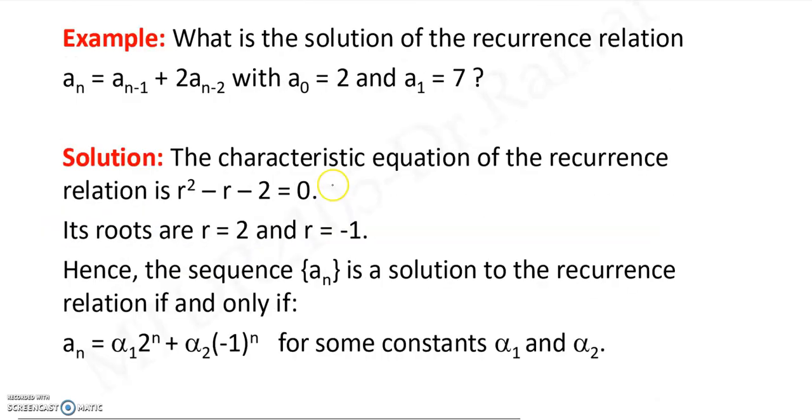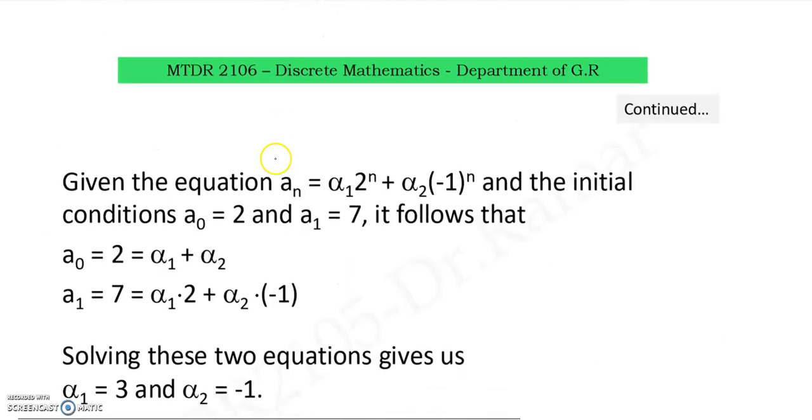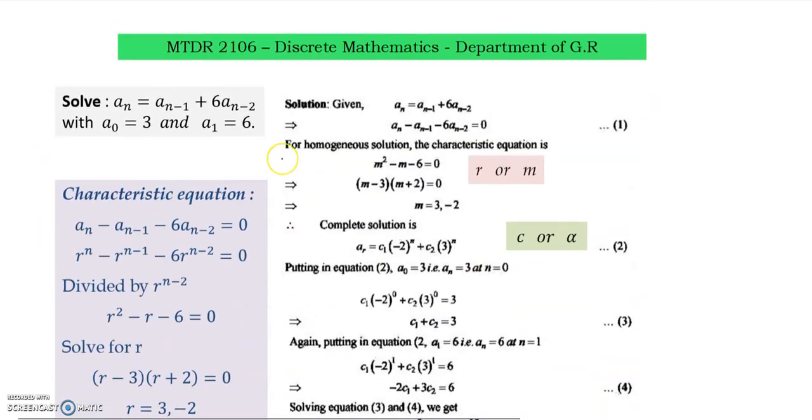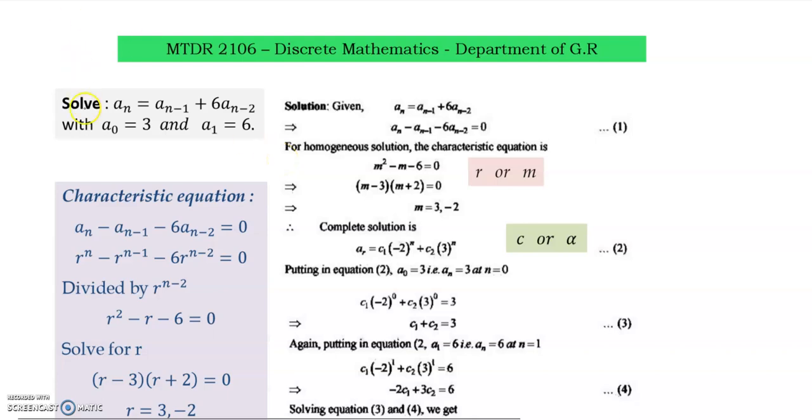This is the example, but I will explain through another example. Solve this recurrence relation with the initial conditions a0 equal to 3 and a1 equal to 6. First we will confirm the degree of the equation. You see here, 2. So this is degree 2, which means it is a second degree recurrence relation.